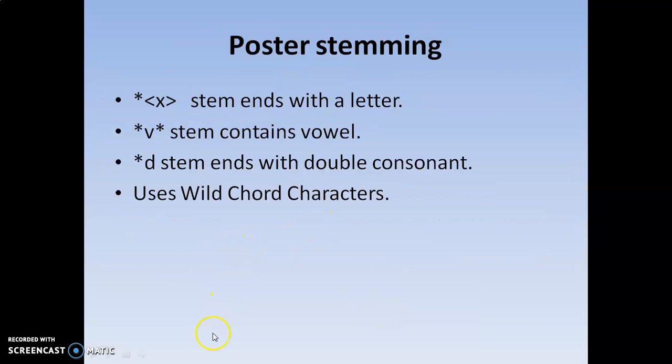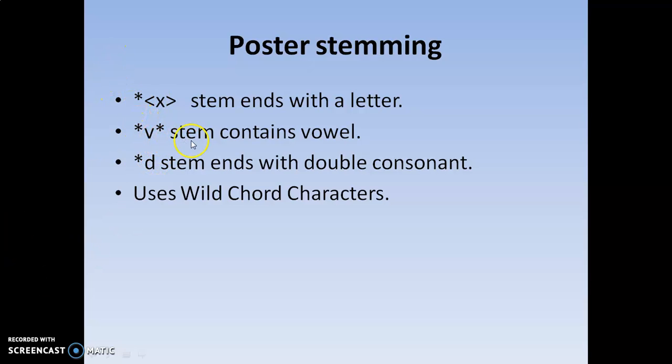One more thing we need to remember in the Porter stemming algorithm is star S: the stem ends with a letter. This indicates that the stem is ending with that letter. Star v star: the stem contains a vowel. Star d: the stem ends with a double consonant. Here star is a wildcard character. In the previous videos I gave a clear introduction to wildcard characters like star, question mark and dollar, and how they can be used. Star is used for multiple character representation.